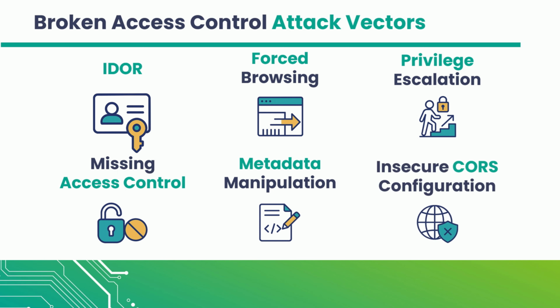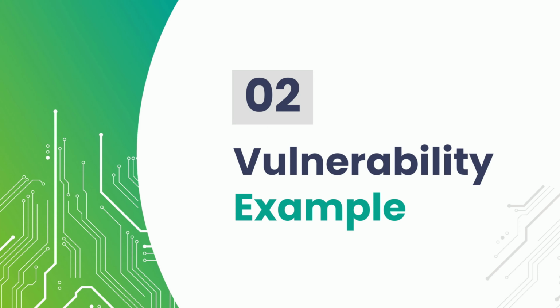Insecure CORS settings. Misconfigured cross-origin resource sharing can allow untrusted domains to access sensitive resources from your app. While this could also fall under Category 5, security misconfiguration, we include it here because insecure CORS settings often directly lead to broken access control. These are not theoretical. These are real-world threats that show up again and again in breached systems. Now let's move on to vulnerability examples and see how they actually get exploited.